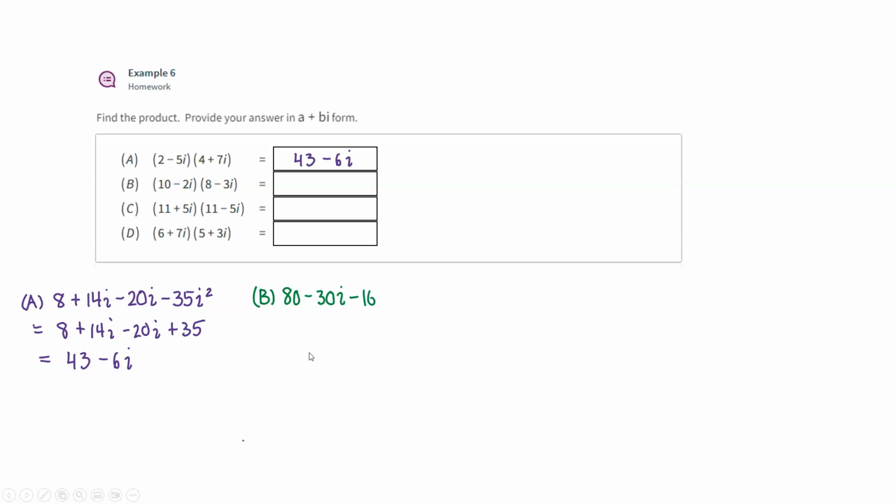For B, if you FOIL that out, you get 80 minus 30i minus 16i plus 6i squared. The plus 6i squared becomes a minus 6. And so 80 minus 6 is 74. Negative 30i minus 16i is a minus 46i, so you have 74 minus 46i.